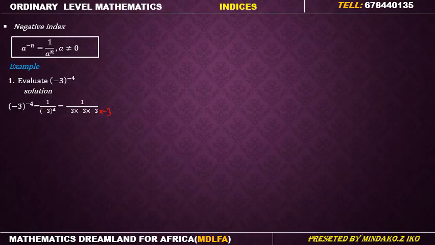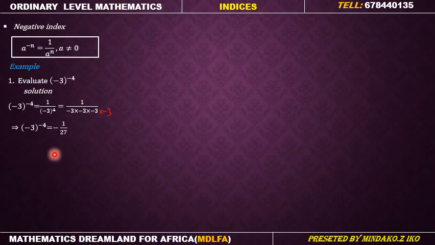Yeah, it was supposed to be times negative 3 there. Okay, so you notice that this negative will multiply with this negative to form positive, and this other negative will multiply with this other negative to form positive. Okay, so that is it.